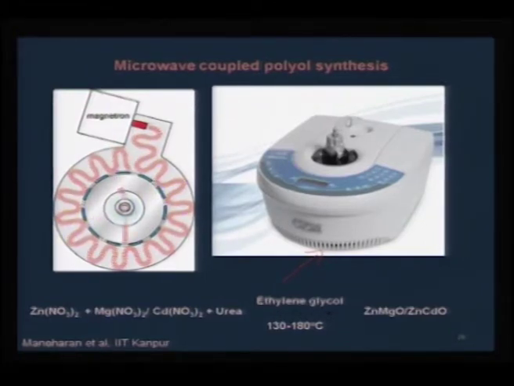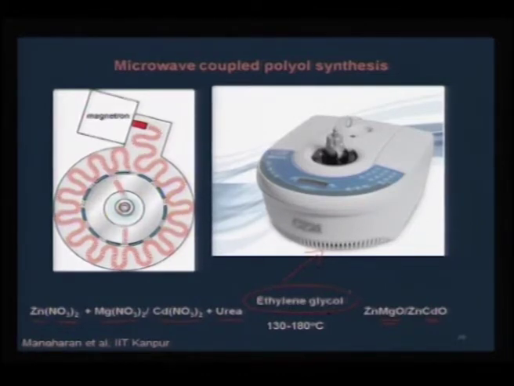So, let me take the case of zinc oxide formation, and we can do alloying of the zinc oxide either with cadmium doping or with magnesium doping. And as you would see here, the reaction is very simple. You can start with the nitrate, either zinc nitrate or magnesium nitrate and cadmium nitrate as you would desire, and you can use urea to hydrolyze, and ethylene glycol is used both for hydrolyzing plus as a solvent.